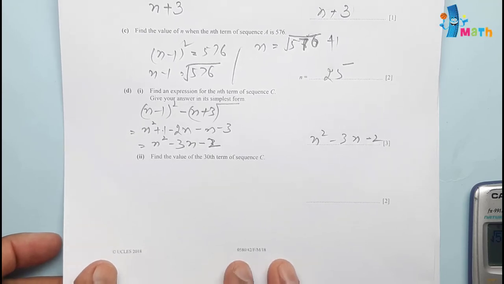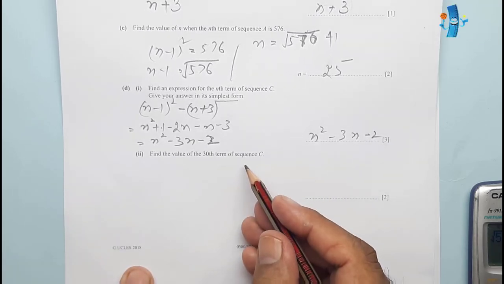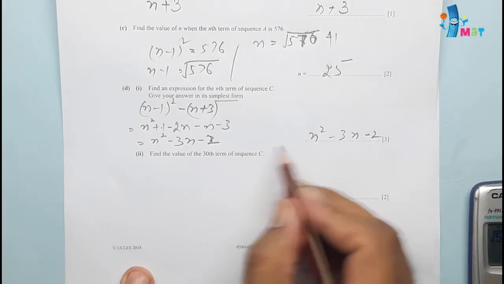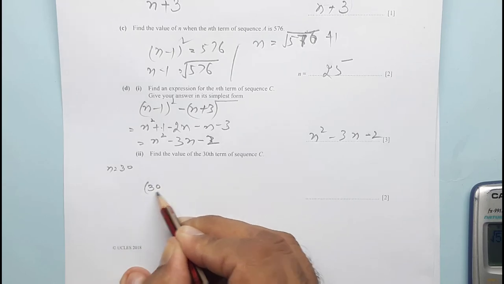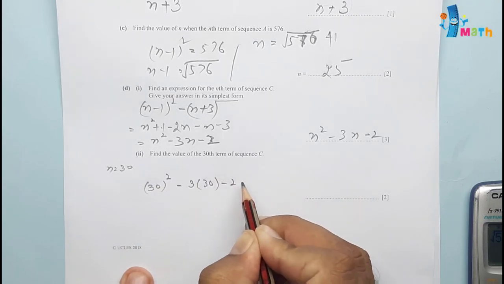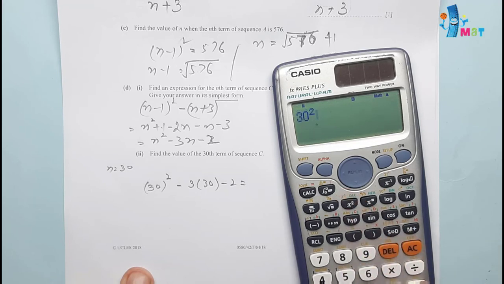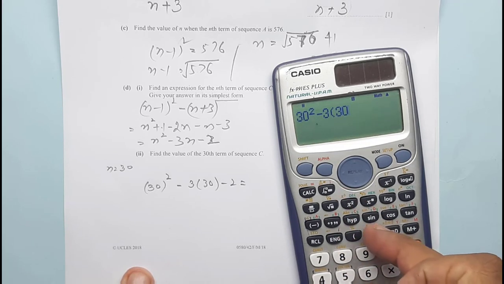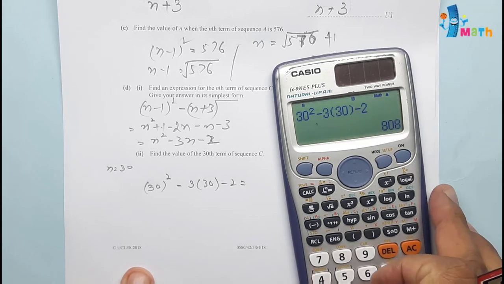Find the value of 30th term of sequence C. So we'll replace n with 30. So n is equal to 30. So 30 squared minus 3 into 30 minus 2, and we'll use calculator. So 30 square minus 3 into 30 minus 2 will be equal to 808.